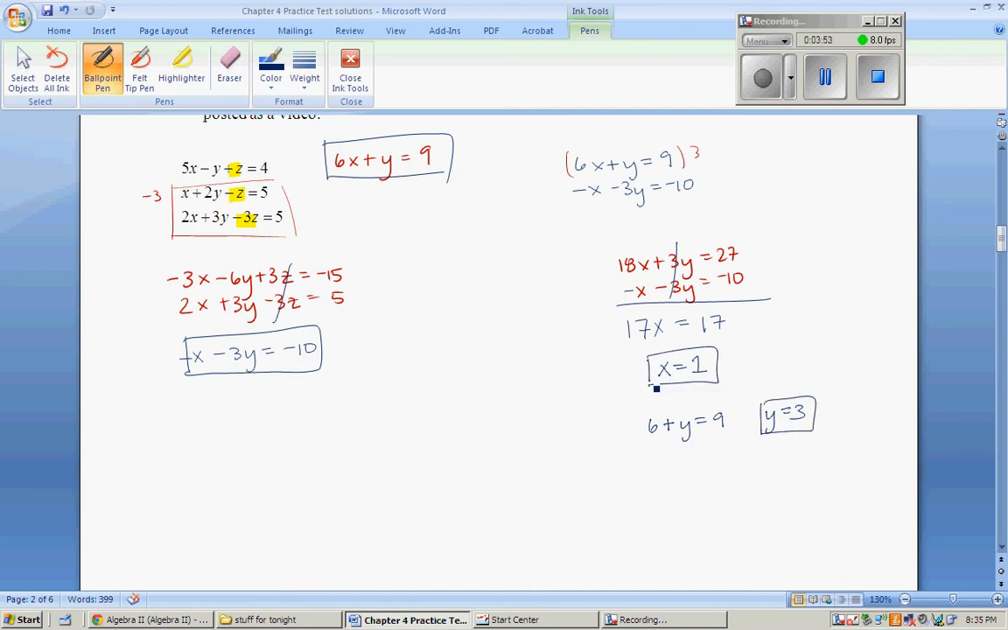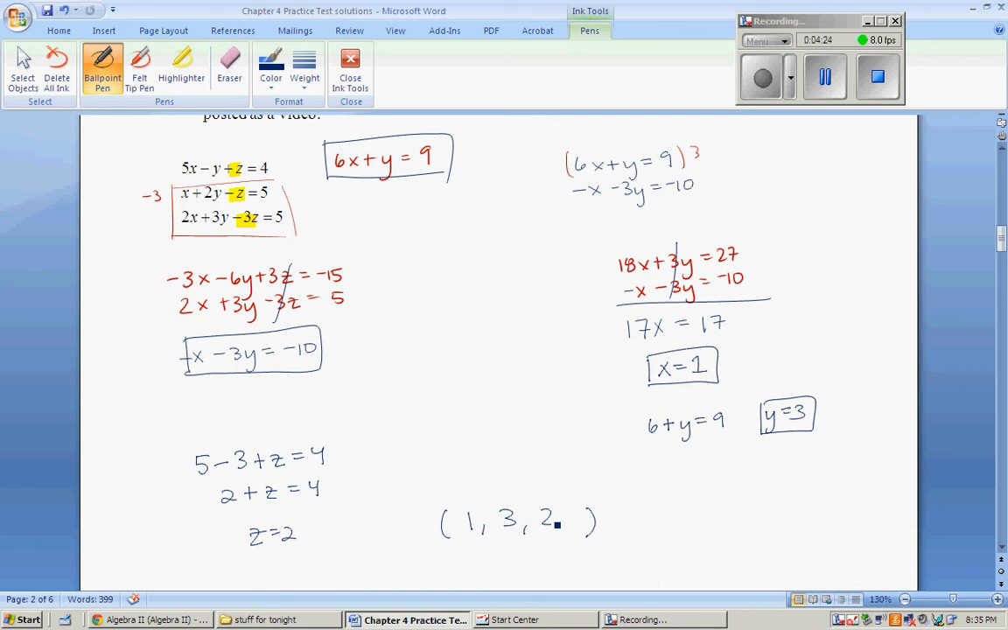We can choose any equation from our original array to plug it into. I'm going to plug it into the top equation because it doesn't look too crazy. So we're going to do 5 times 1 is 5. Minus y, which is 3, plus z equals 4. So 2 plus what equals 4? z equals 2. We write it as a coordinate triplet of 1, 3, 2.